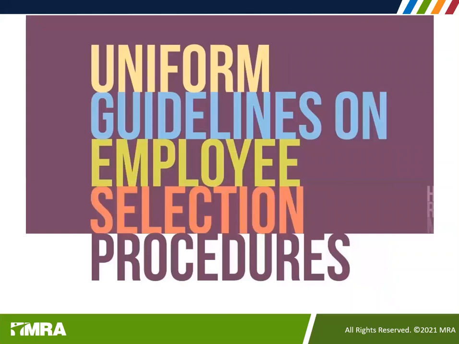The Uniform Guidelines on Employee Selection Procedures. In 1978, the U.S. Civil Service Commission, the U.S. Department of Labor, the EEOC, and the U.S. Department of Justice jointly adopted the Uniform Guidelines on Employee Selection Procedures to establish a uniform standard for the use of selection procedures by employers and to address adverse impact, validation, and record-keeping requirements.